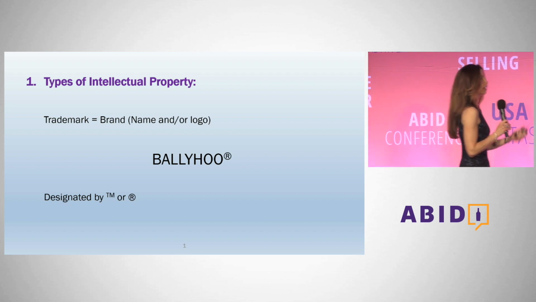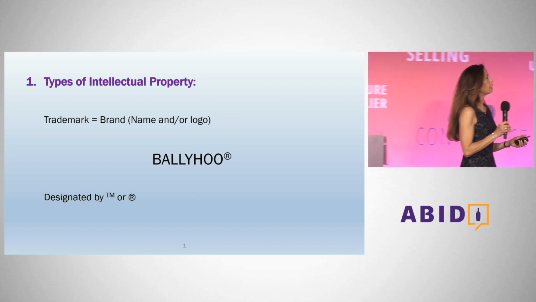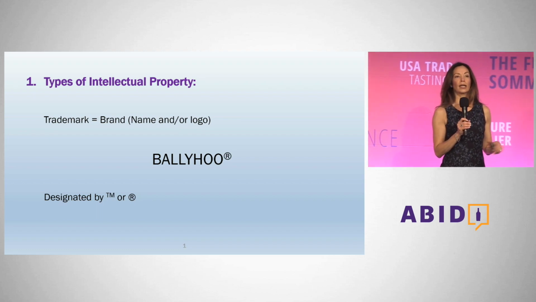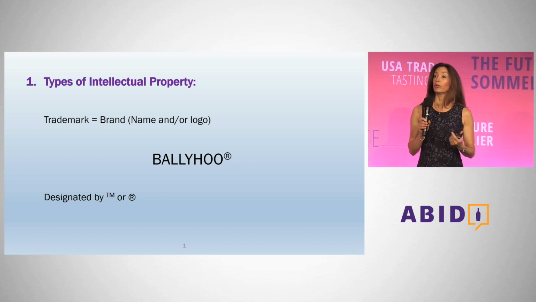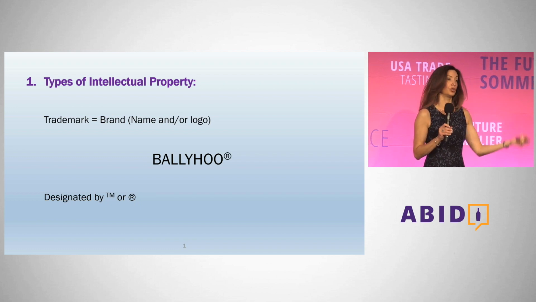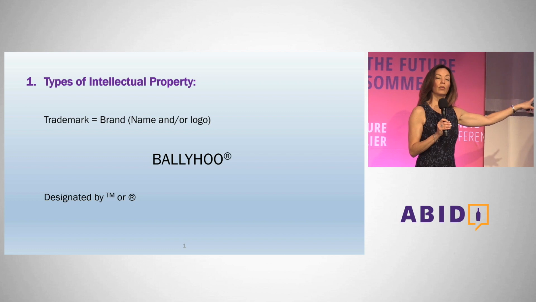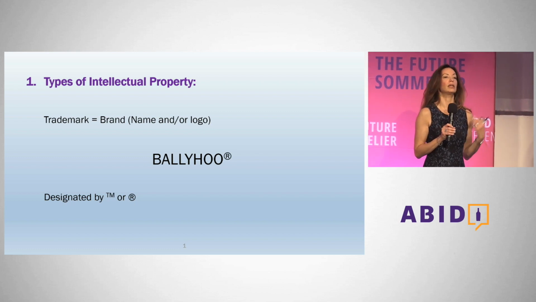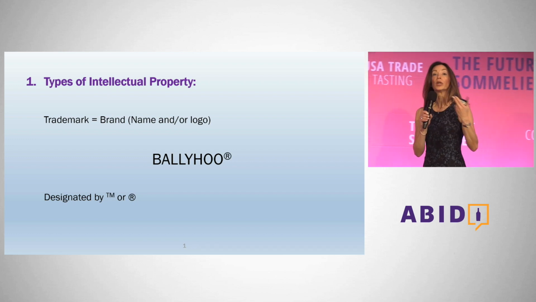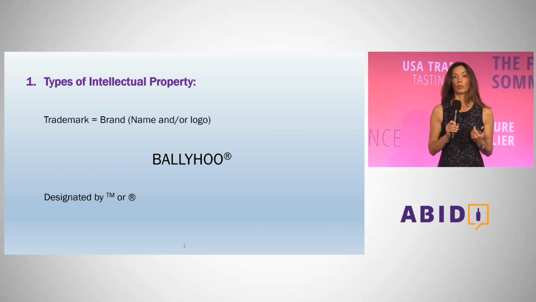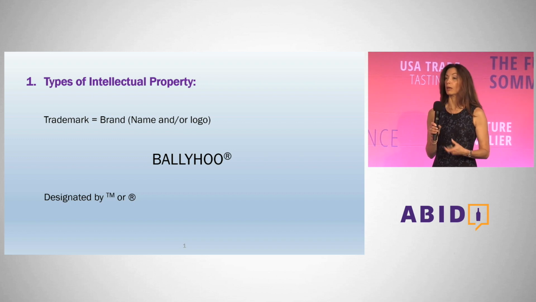So here I have a product called Ballyhoo. This is actually a registered trademark. And as you can see, because it's registered, it has an encircled R next to it. So that designates that it's actually been federally registered and it is used across the US. Now, if you see a designation of a TM or an SM, that generally means it's a trademark or a service mark. But what it's doing, it's actually putting people on notice that that's your trademark. So it may not be federally registered, but you still have rights when you use a TM or an SM.